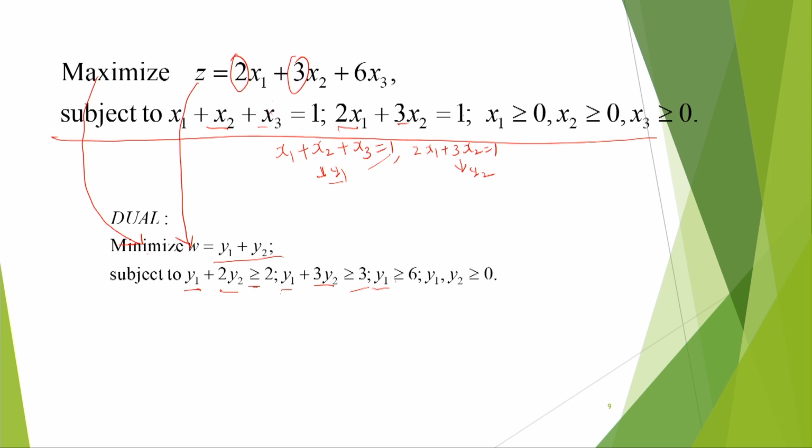And then after writing this, because these were equality-type constraints, we have to say minimize, and as per our rule, y1 and y2 are unrestricted, because they are in that form.